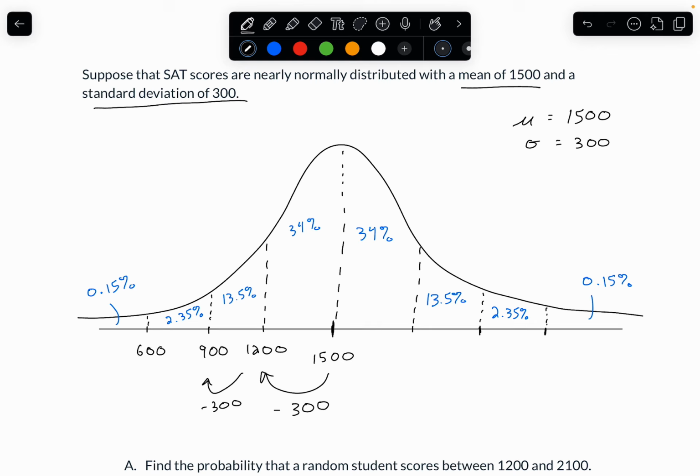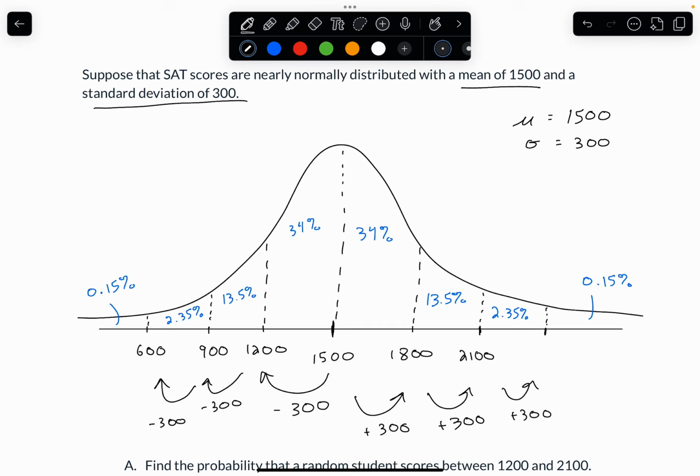So every time I take a step to the left, I'm subtracting that standard deviation, which in this case was 300. Similarly, as I move to the right, instead of subtracting, I'm going to add my standard deviation, so I'll be adding 300. So 1,500 plus 300 should give me 1,800. I'm going to add another 300. That should give me 2,100. And then one more time, adding a final 300 right here should give me 2,400.